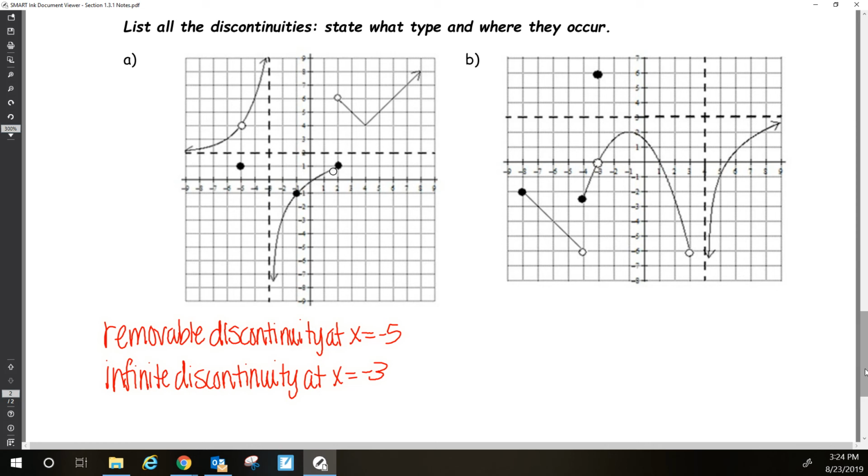And then coming up here, I have to pick up my pen and jump up here to start drawing again. So I have a jump discontinuity. And that is at x equals 2. Moving over to B. First, I have a jump discontinuity here at negative 4.